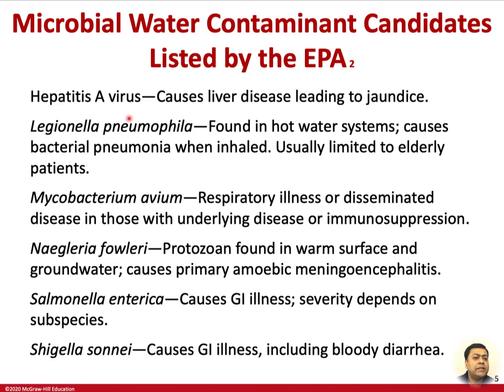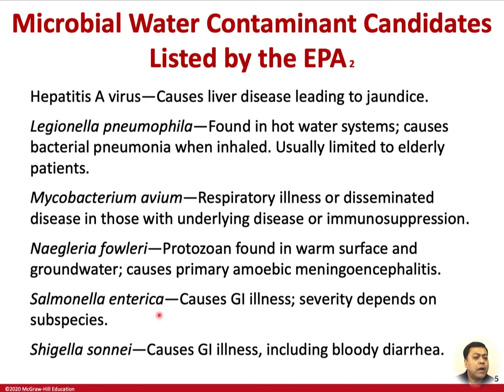Then there is hepatitis A virus, which causes liver disease leading to jaundice. So this is also another virus which can cause jaundice as well. Legionella pneumophila is a bacteria that can be found in the hot water system, causing bacterial pneumonia when inhaled, usually limited to elderly patients though. Then you have some Mycobacterium avium that can also cause respiratory illness. Then you have this Naegleria fowleri, a protozoan found in warm surface groundwater, which causes primary amoebic meningoencephalitis, which could be very, very dangerous as well. So this is a protozoa.